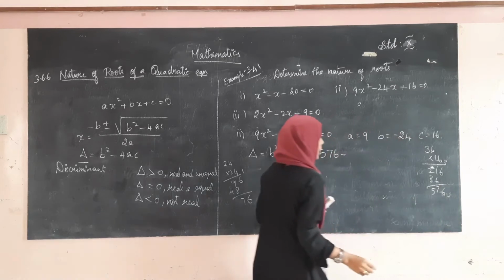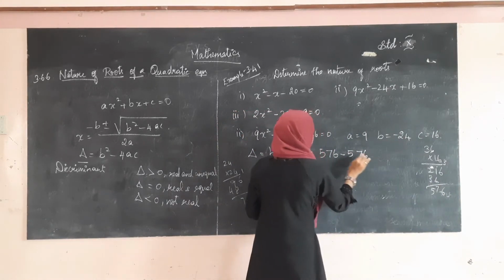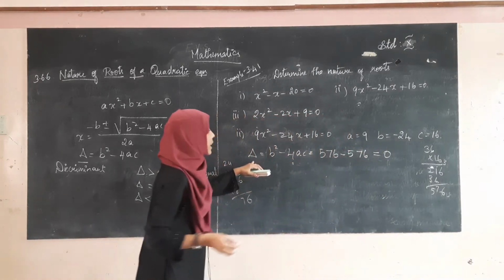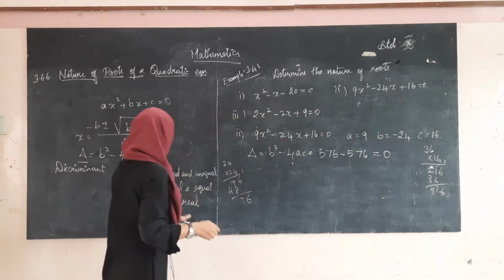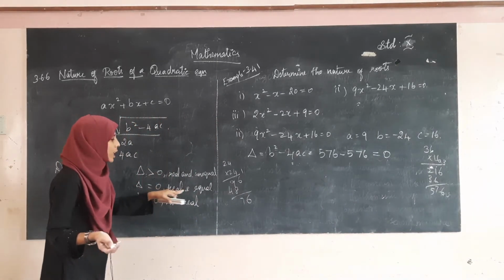See here, 36 into 16 is again minus 576. So 576 minus 576 is equal to 0. See here, del's value is equal to 0. If the del's value is equal to 0, what is the nature of the root? The roots are real and equal.